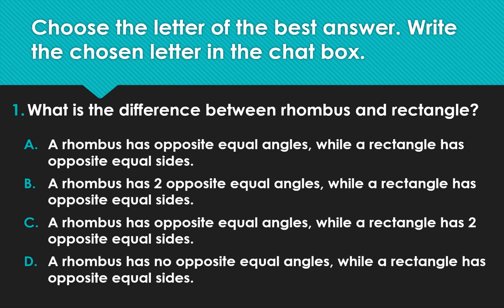And the correct answer is letter C. A rhombus has opposite equal angles, while a rectangle has two opposite equal sides. So always remember that.